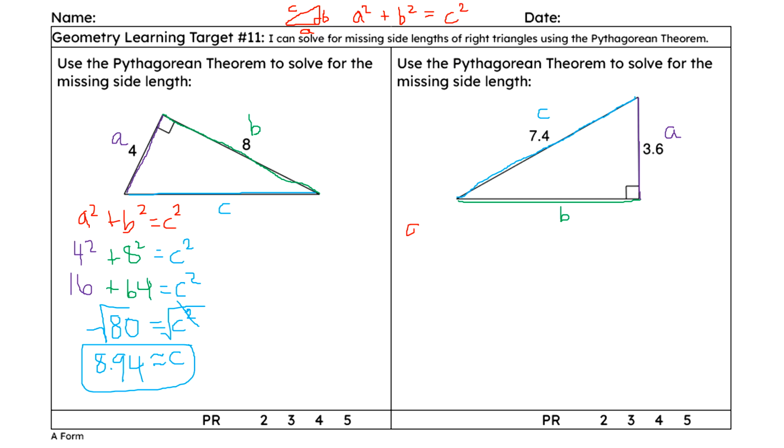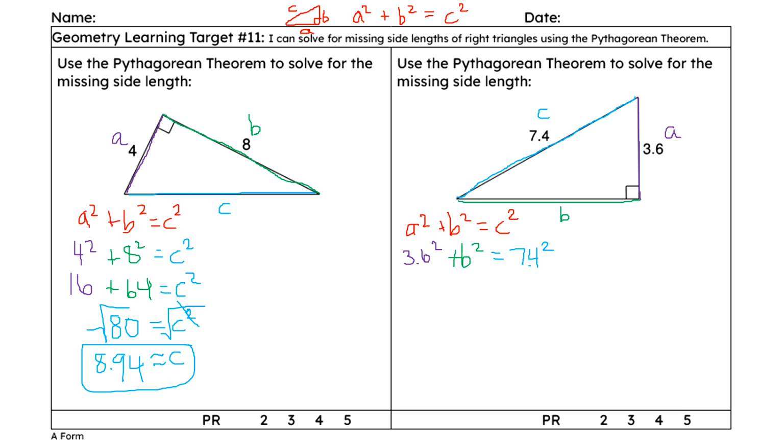So remember, my formula is A squared plus B squared equals C squared. And in this case, I'm going to be replacing the A and the C with values instead and leaving the B as my unknown. All right, so my A is going to be 3.6 squared. My B is, I'm not sure, so here's B squared. And then my C, I have been given as 7.4.